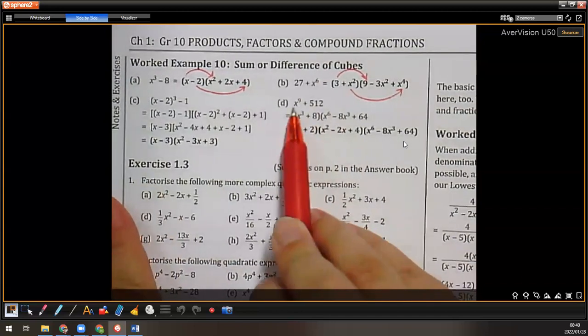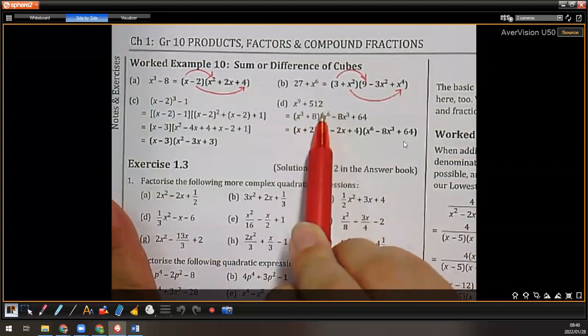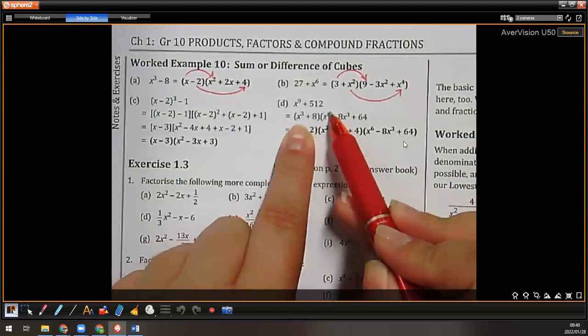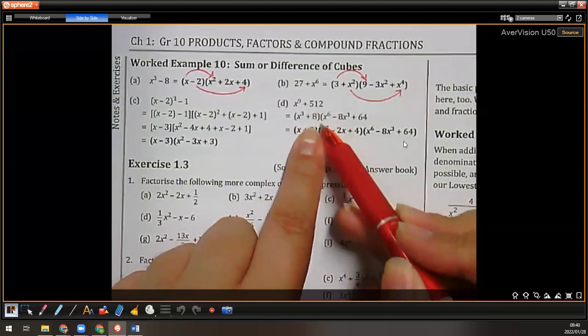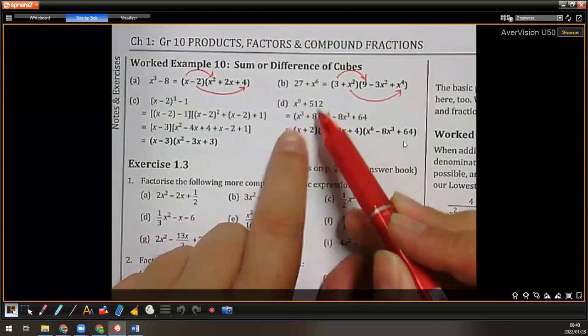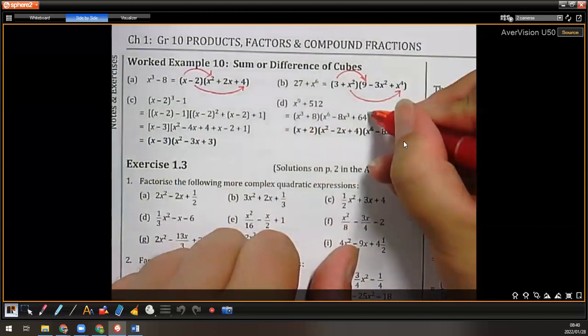So the cube root of x to the 9 is x to the 3. The cube root of positive 512 is positive 8. Then we're going to square that one, which is x to the 6. Square that one, which is 64. Multiply them together, that's 8x cubed minus the 8x cubed. They left out a bracket there.